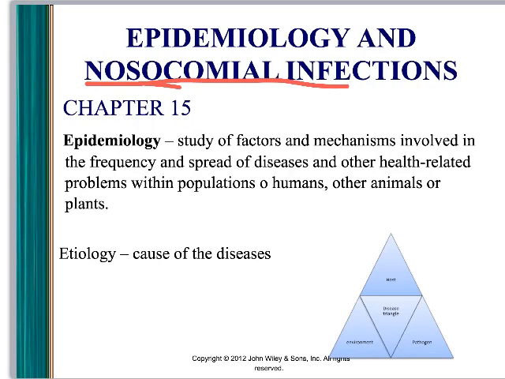All right. Nosocomial infections are healthcare setting or hospital-borne infections. So I typed out a lot of the words, and we've gone over what epidemiology is before. So it's the study of the factors and all the mechanisms involved in the frequency and how disease spreads. Okay, and it doesn't have to be an infectious disease. It could be other health-related problems like vaping, lung injury, or diabetes or cancer. And it deals with humans, animals, or plants.